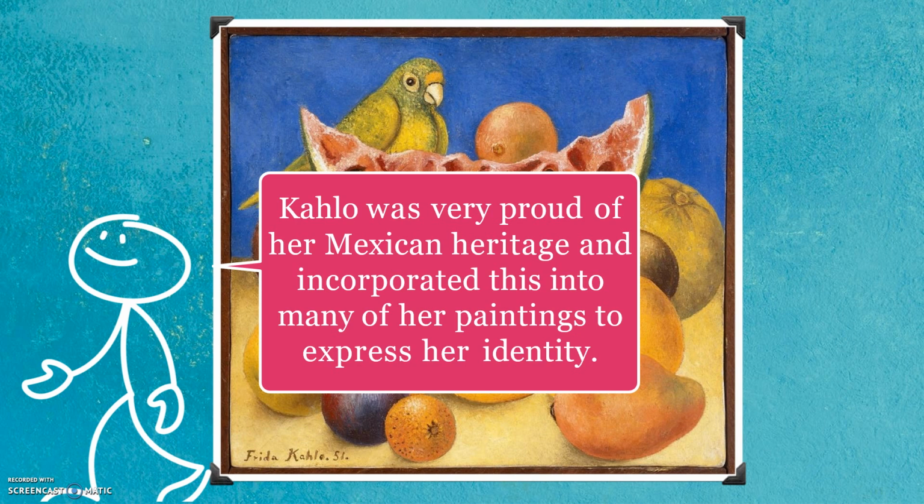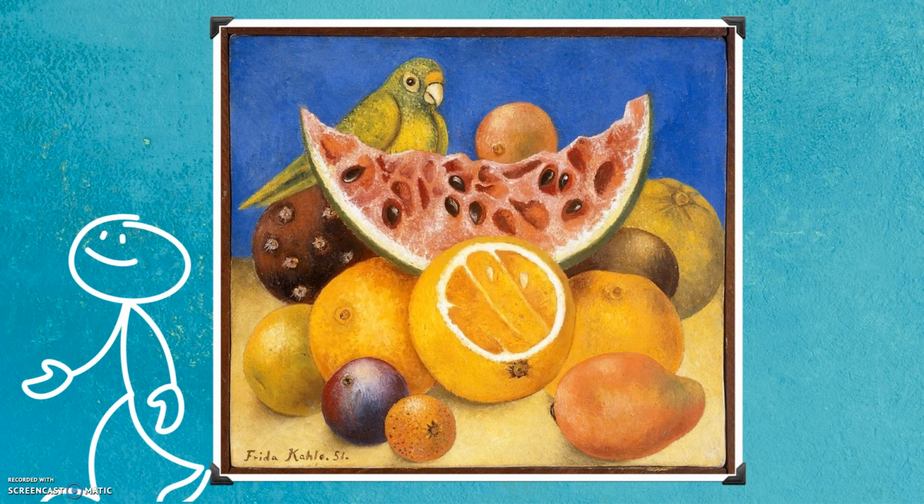So when we look at this painting, what we can see are the fruits which are indigenous, which means they're native, they belong to Mexico. These are fruits that Frida Kahlo would have seen as she walked around her neighborhood, growing on trees, things she would have seen in market stalls. So this image would be very familiar to her.